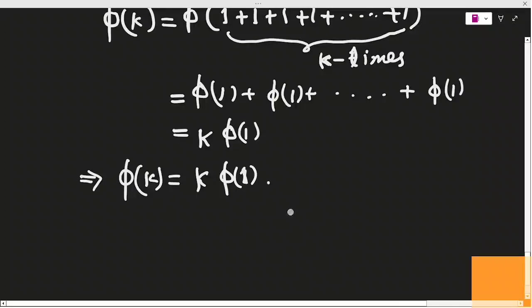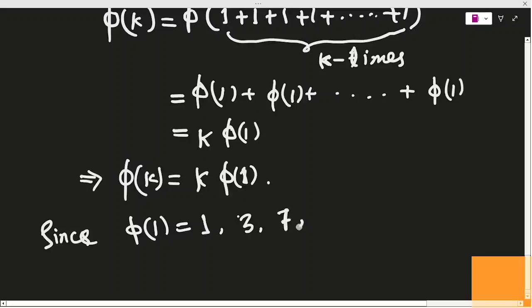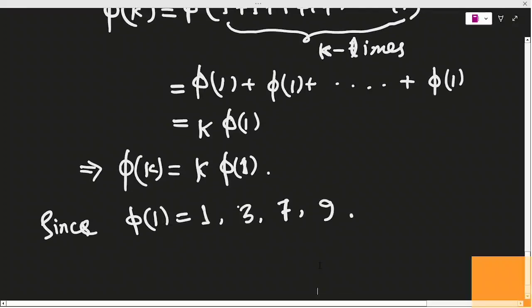Now look at how many images phi of 1 may have. What can phi of 1 be? We can map 1 to 1. Sometimes it may be 1, sometimes it may be 3, sometimes it may be 7, and last it may be 9. Phi of 1 is equal to 1, 3, 7, 9.